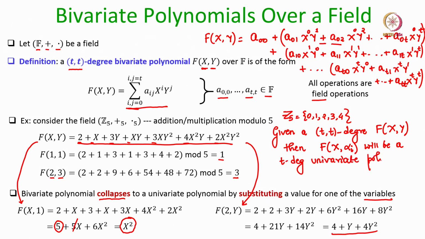In x, where alpha I is some element from the field. In the same way, if I substitute x equal to alpha I in a t degree bivariate polynomial, then it collapses or reduces to a t degree univariate polynomial in y.